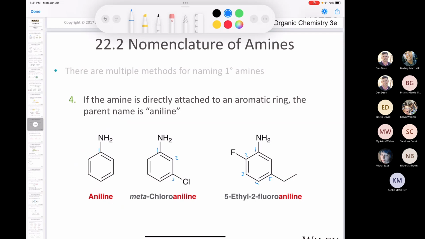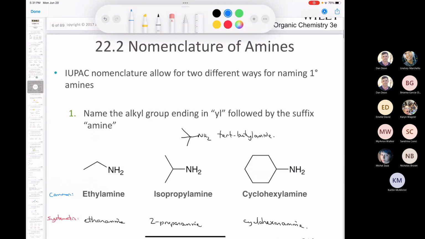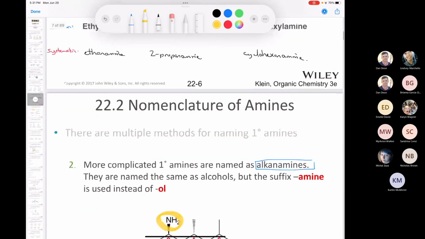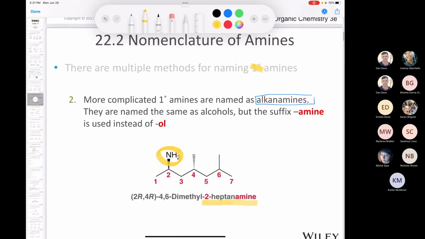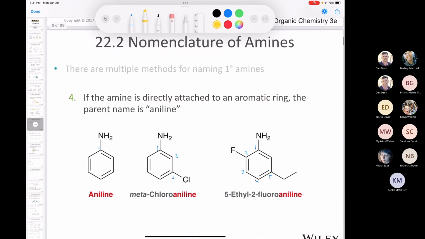Now, so far, all we've covered, if you've been paying attention, I didn't bring it up, but the only thing that we've covered so far in the nomenclature are primary amines. Look, this slide was about primary. This slide was about primary. This one was only primary. And this one was only primary.